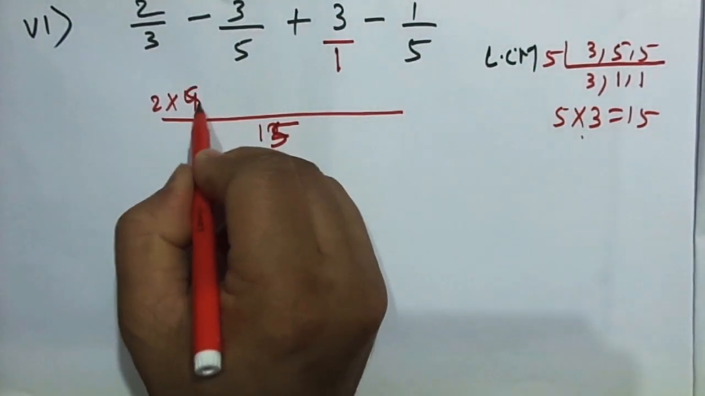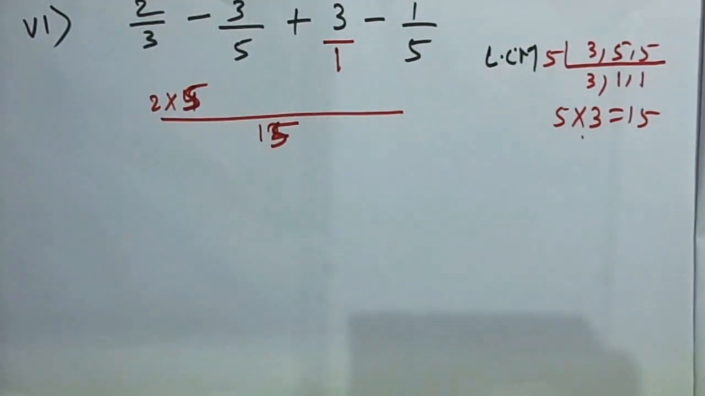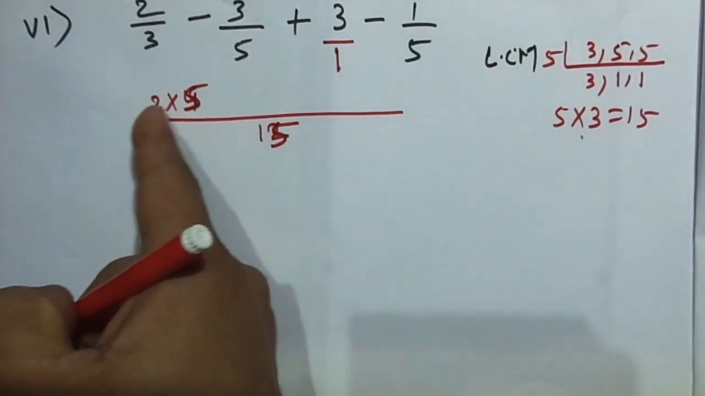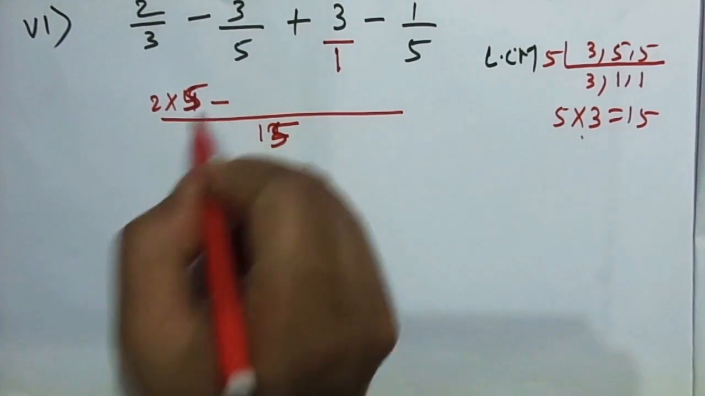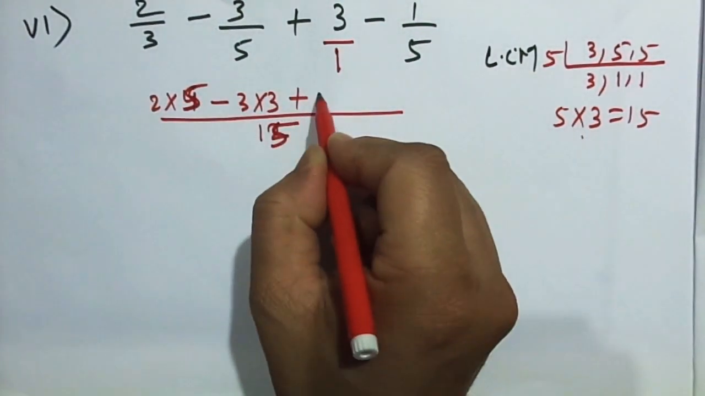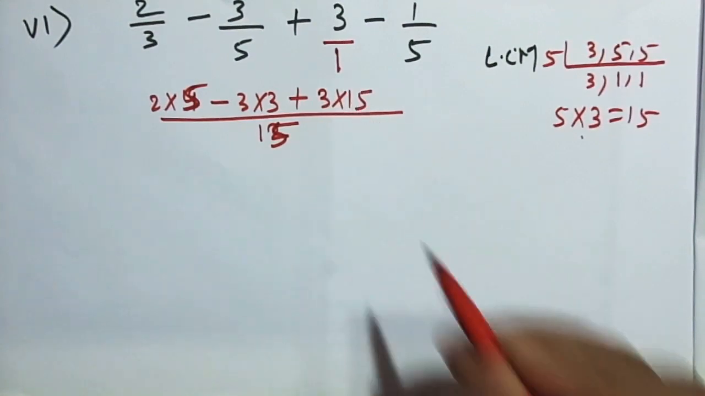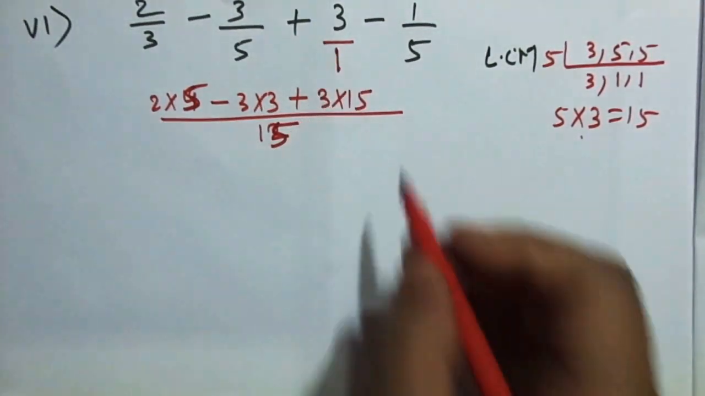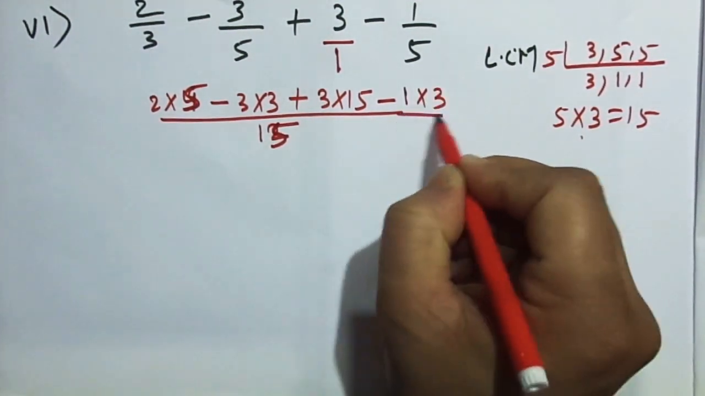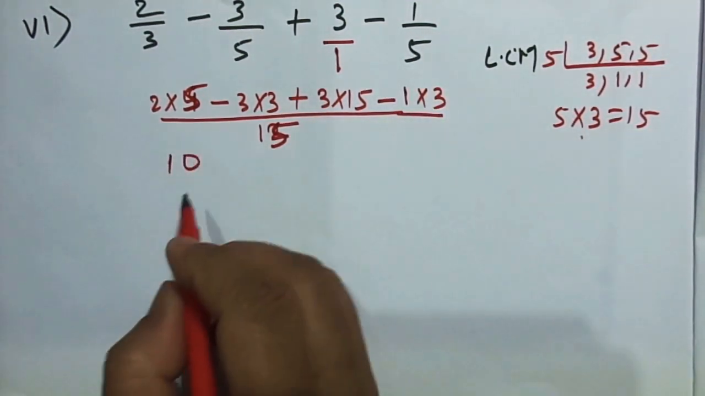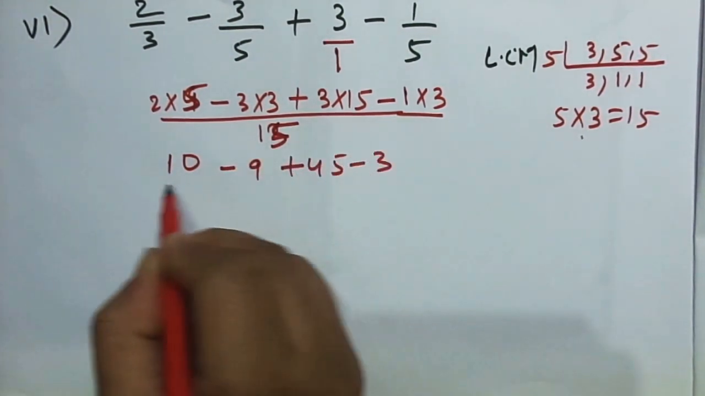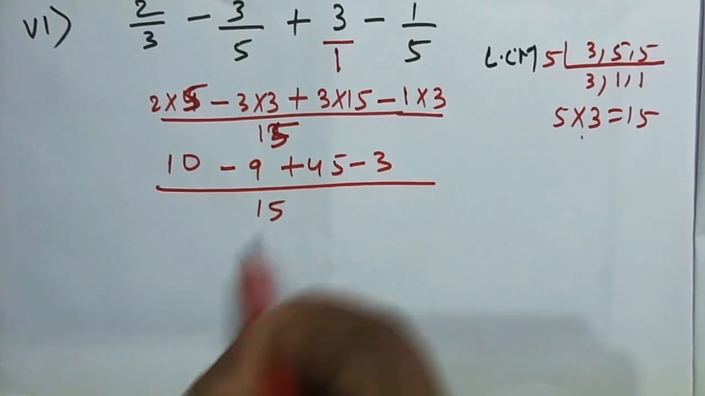Therefore, 2 times 5. 15 divided by 3 is equal to 5. 2 into 5 minus 3 into 3 plus 3 into 15, because 15 divided by 1 is equal to 15, minus 1 into 3. So here we get 10 minus 9 plus 45 minus 3 by 15.